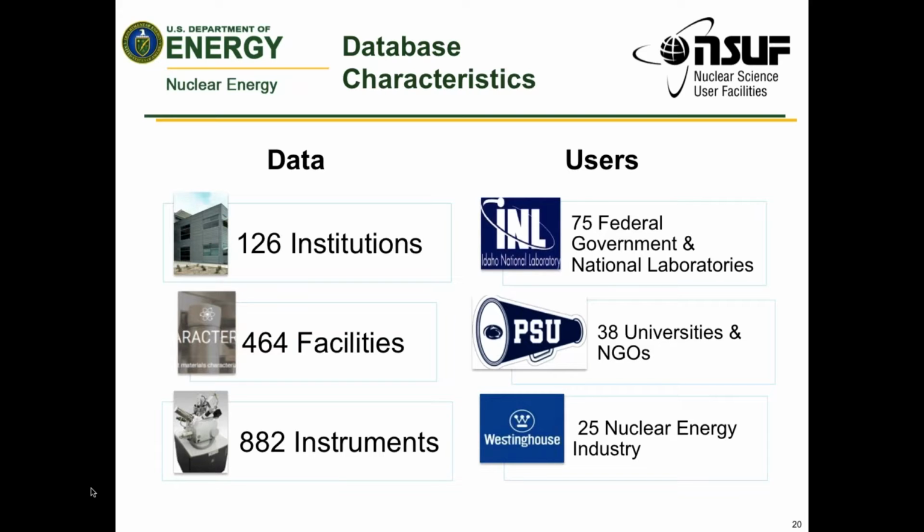So up to now, we have 126 institutions covered. And from those institutions, we have over 450 facilities, and within those over 450 facilities, we're approaching 900 instruments that we have data on. Not necessarily full data as much as we would want on each one, but we do have data on and identify them.